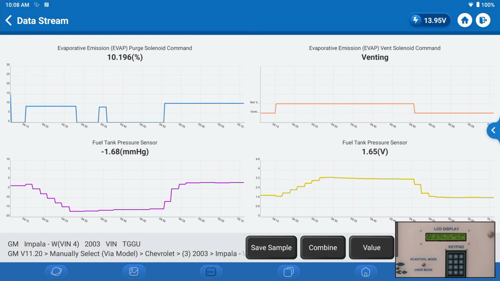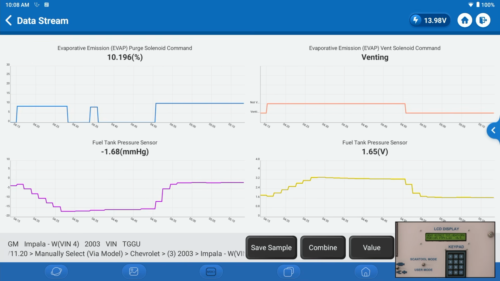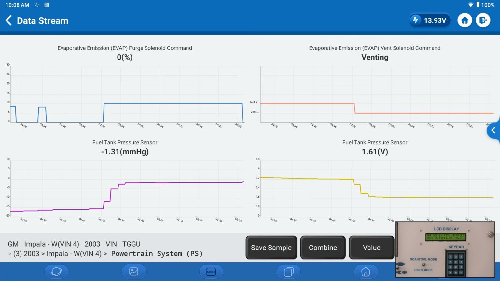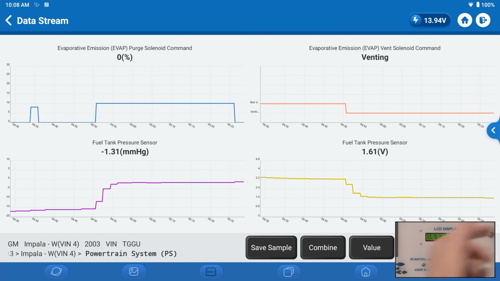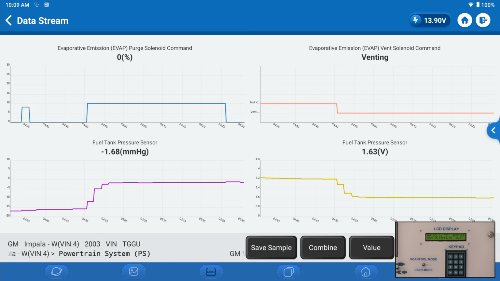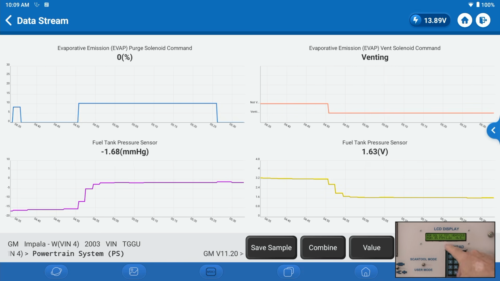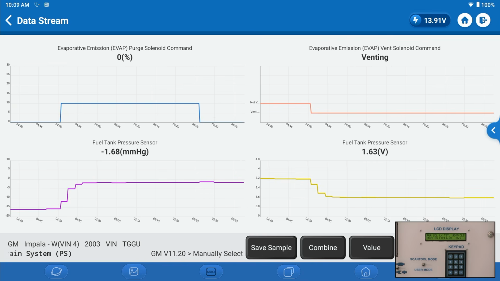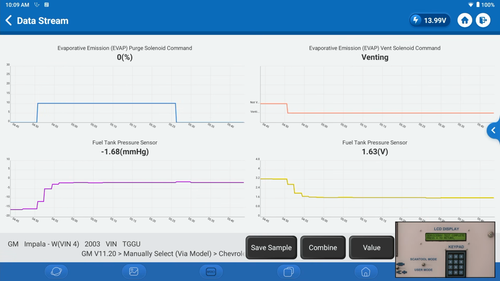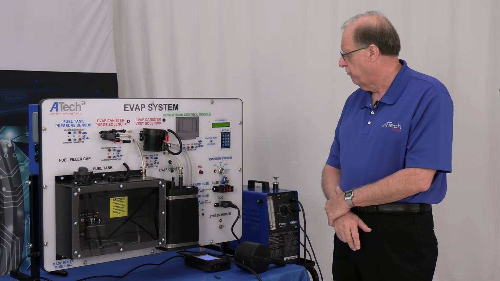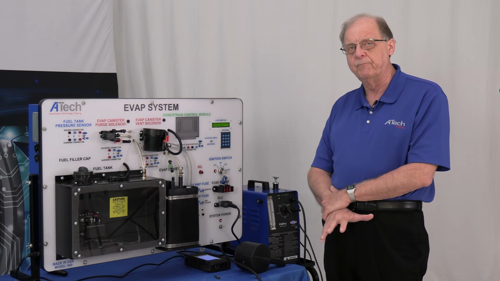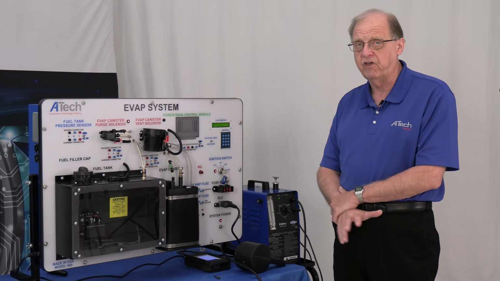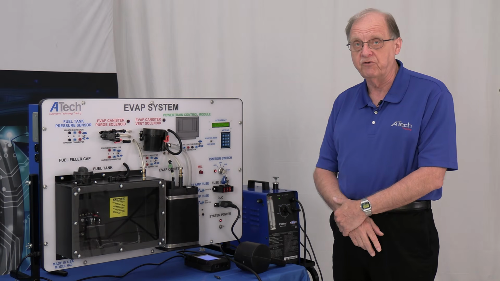Vents open, purge is doing about 10%. Purge solenoid leak test now. So we did the canister vent first, and we're doing the purge solenoid leak test on that one. Notice this is 0.9, and we're at fuel tank pressure sensor 1.6. Purge is at 0%. And the service bay test is complete. So this is things you do to have the computer double check itself to see if everything's working in the service bay. Good test to run for those EVAP problems you might run into.